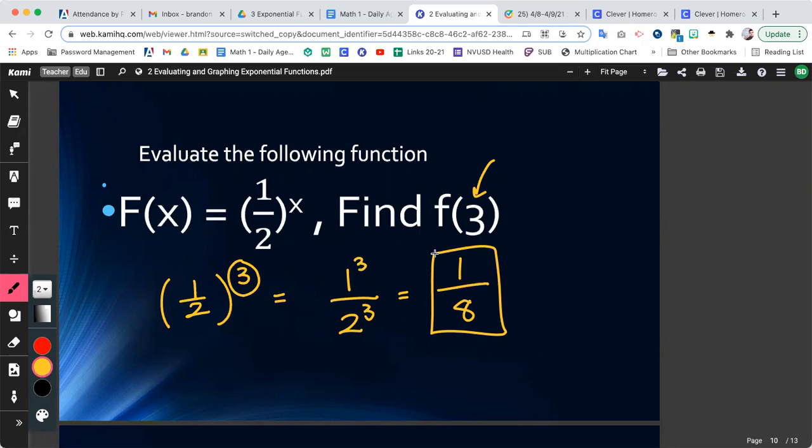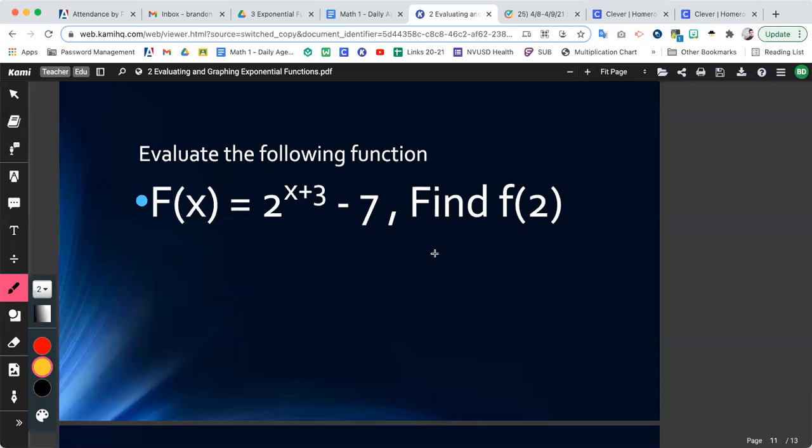So next problem. Here we have a base of 2, but then we have more things going on with the exponent. So we got to be very careful here, okay? So I'm going to keep the 2. Instead of x, I'm going to replace that with 2. But I still need to write the +3 part. Okay, that's our exponent. And then -7, that comes next.